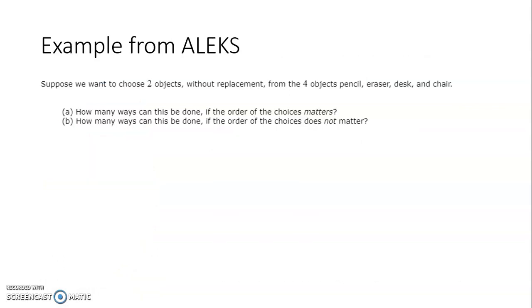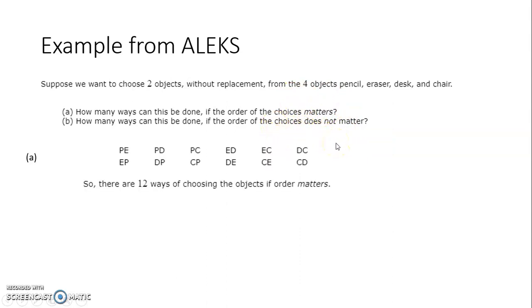Okay, so this is what an example would look like in ALEKS. It says, suppose we want to choose 2 objects without replacement, so we can't use the same one again, from 4 objects, a pencil, an eraser, a desk, and a chair. How many ways could this be done if the order matters and if the order does not matter? So remember from our example before, permutation is where the order matters, combination is where the order does not matter. So we'll first deal with letter A, which is if the order matters.